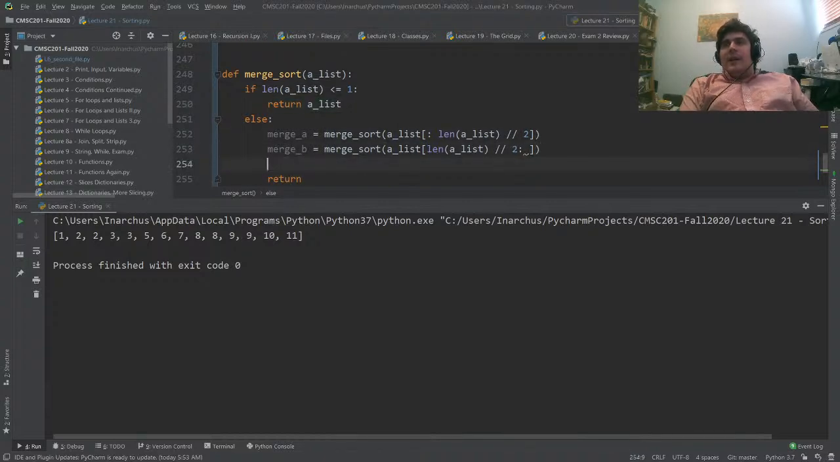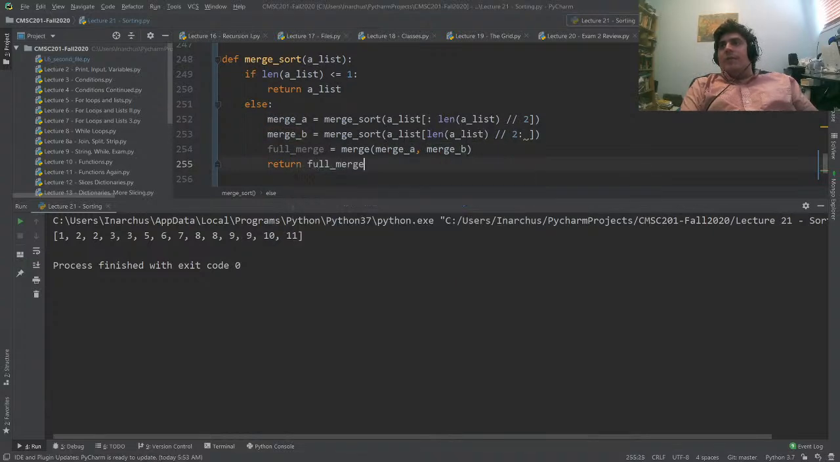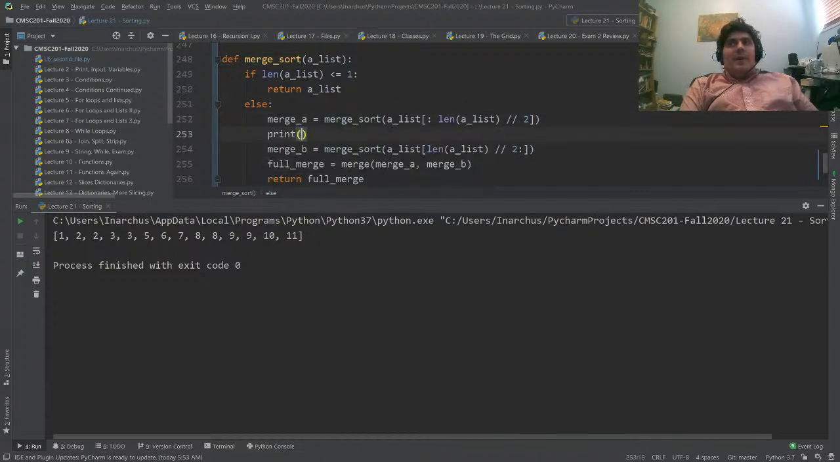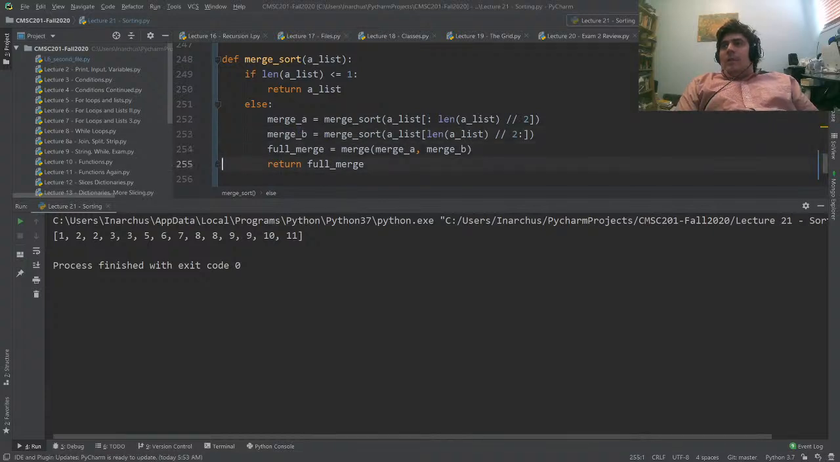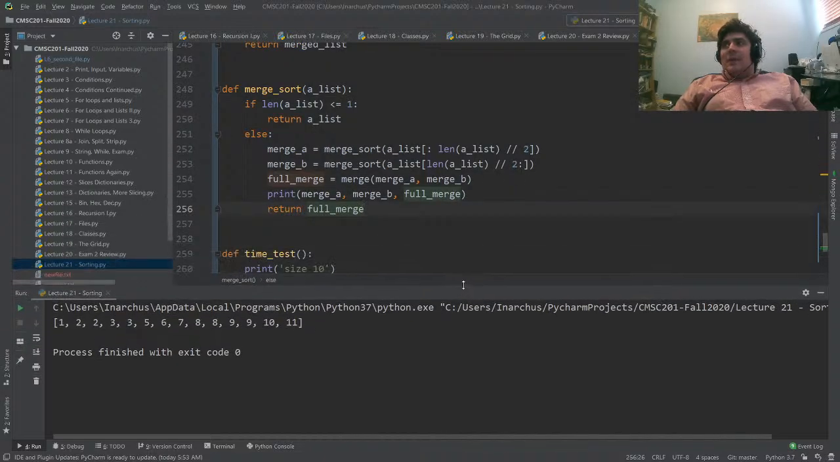And then what we do is we get the full merge is equal to merge of, what is the full merge of? Merge A and merge B. And then we return the full merge. And so here, why don't we actually just print out all the stuff that's happening? There we go. And now let's run it and hope it doesn't crash, because I have done not much testing on this thing. Let's see. Should this work?